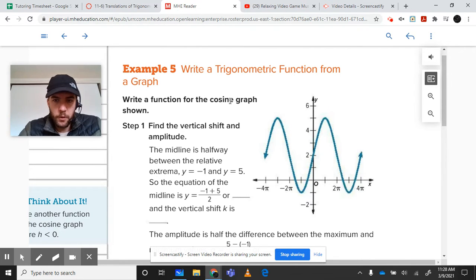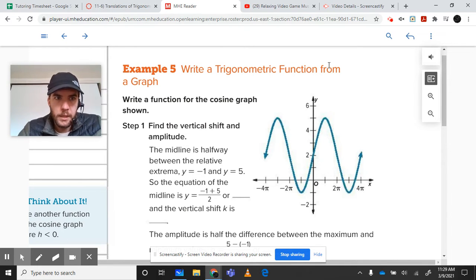They say this is going to be a cosine graph. Now, there's no difference between cosine and sine graphs. There's no fundamental difference other than they're horizontally shifted from one another. So they could have easily called this a sine graph, then call it a cosine graph. They've just kind of decided we're going to use cosine for this one.